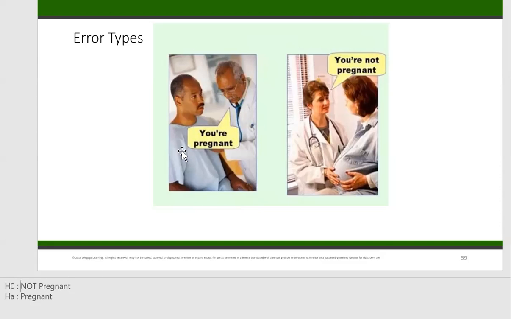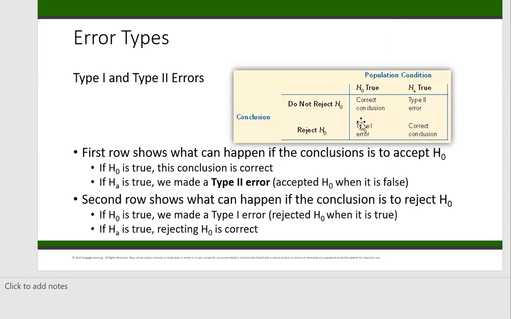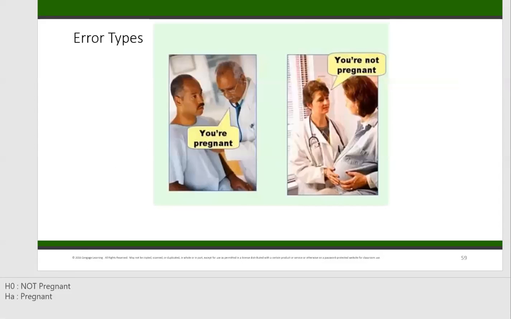So he's making a mistake, but this is the case. The null hypothesis is, in reality, true, but the conclusion is to reject the null hypothesis. So that would be a type 1 error. This picture is a type 1 error.